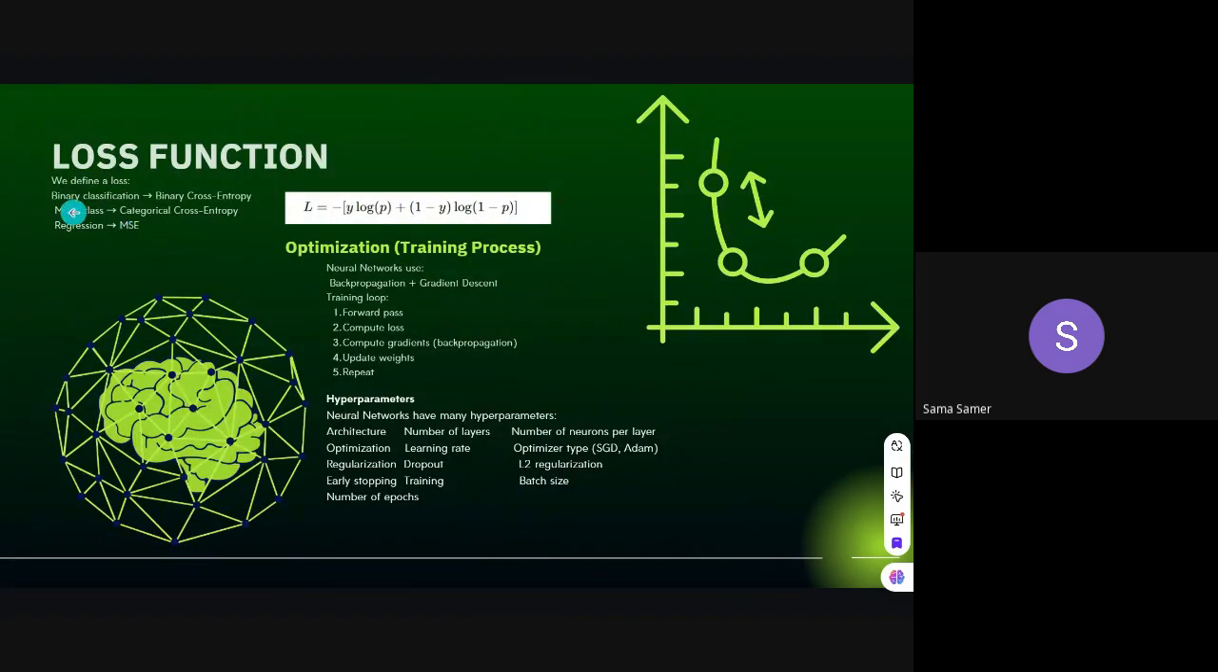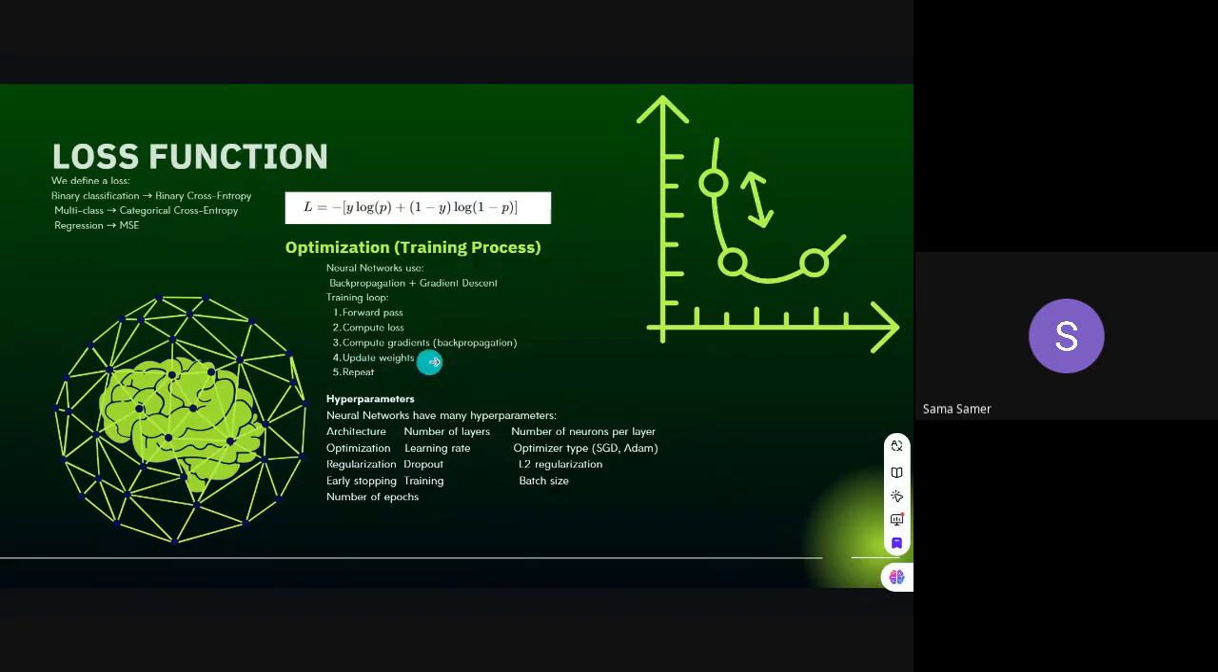For the loss function, for binary classification, we use binary cross entropy. For a multiclass problem, we use categorical cross entropy. For regression, we use mean squared error. For our optimization training process, we use backpropagation plus gradient descent. How does this happen? We make a forward pass without learning, without doing anything, to determine the prediction. After determining the prediction, we compute our loss with an equation, and this equation can vary according to the loss function that we are using.